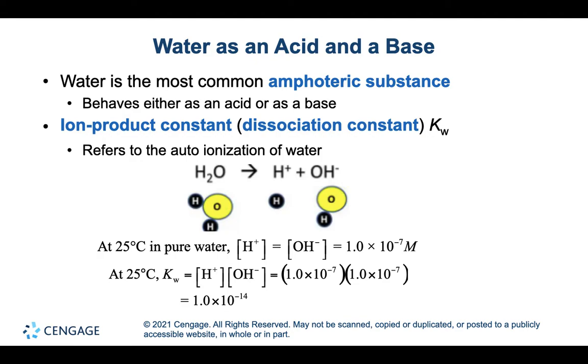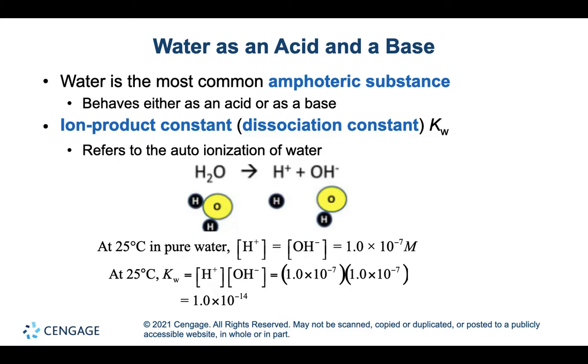Now, in fact, water will interact with water in pure water, and there will be a very few number of ions that actually form because one water will act as an acid and take H plus away from another water, which will be acting as a base. We call this the autoionization of water or the self-ionization of water.